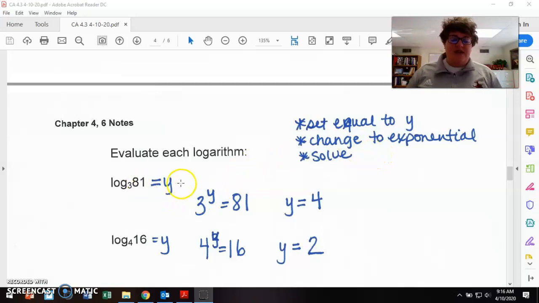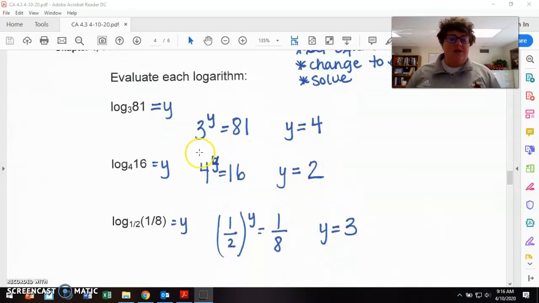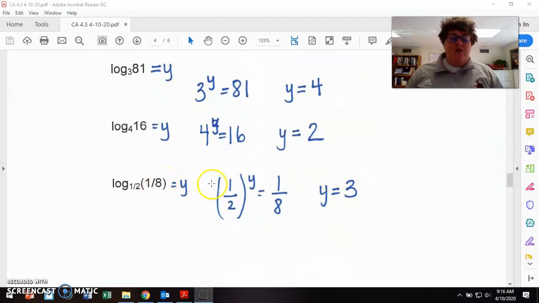So the first one, I've set it equal to y, change it to an exponential, so 3 to the y is equal to 81. How many times do I have to multiply 3 times itself to get 81? 4. Okay, the next one, 4 to the y is equal to 16. 4 to what power is 16? Okay, so 2. The next one, 1/2 to the y is equal to 1/8.